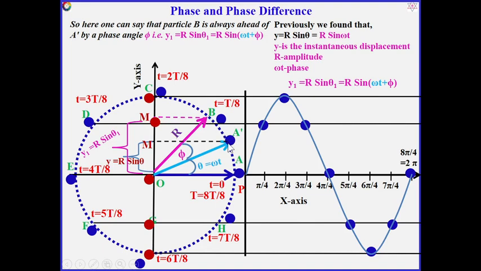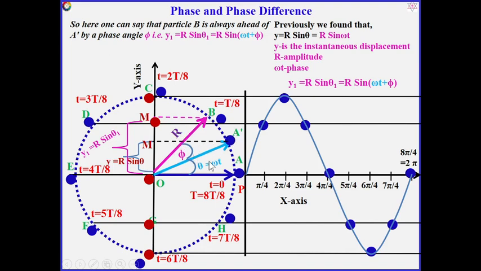Now when the time starts and both the particles revolve on the circumference with a constant angular velocity, this angle will always remain in between the two particles. That means whatever the situation, at any time we observe, we can find the angle between A dash and B will be phi. That is nothing but your phase difference between A dash and B.